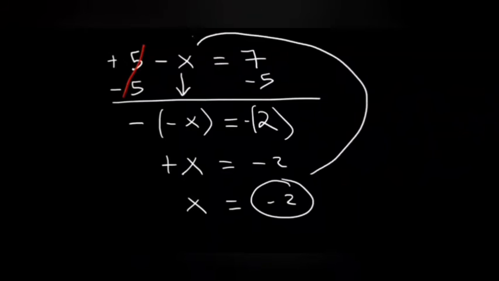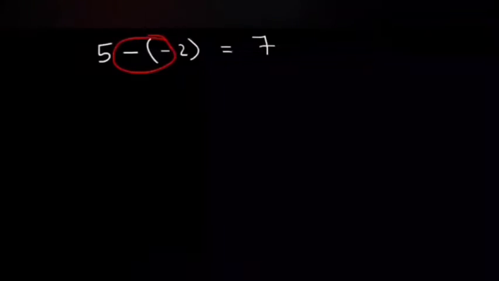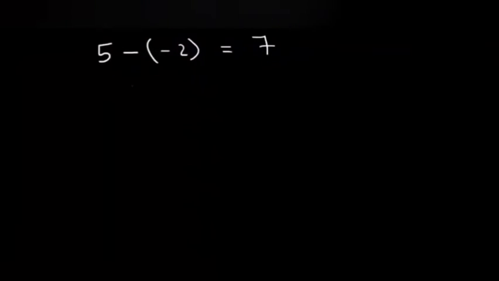Now let's verify. You can put the minus 2 in place of the x there. When you do that, you're going to have 5 minus open bracket minus 2 close bracket equal to 7. Now negative times negative gives us positive, so plus 2 equal to 7. So 5 plus 2 is 7. You can see our answer is correct. Perfect.